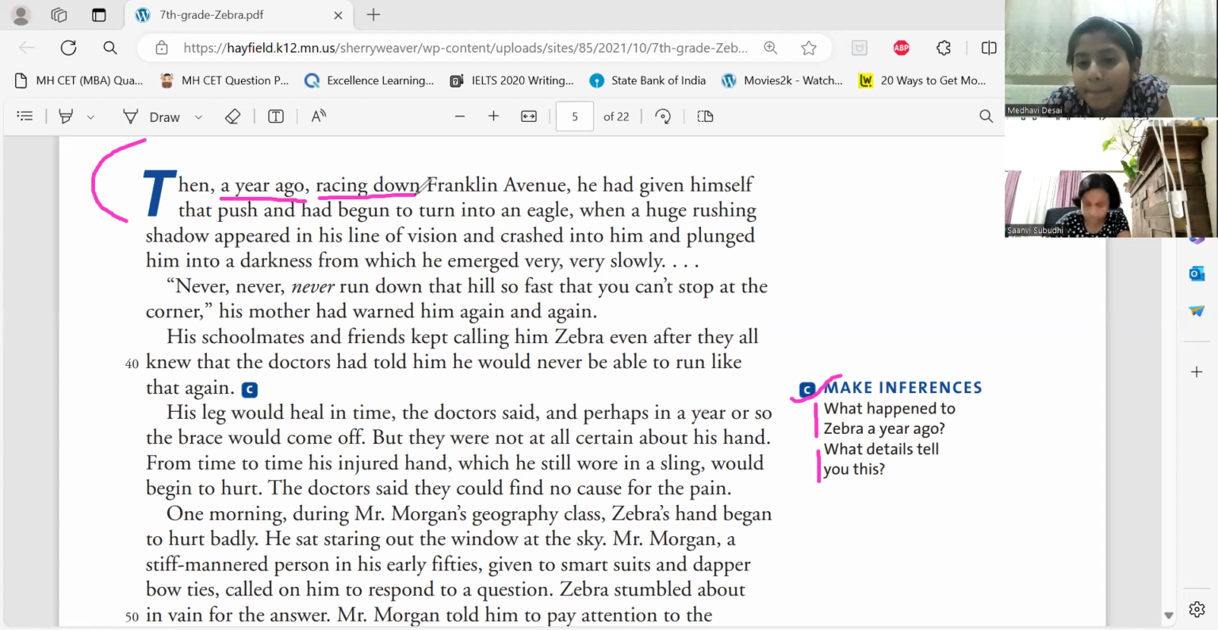And then what happened? He was running very fast and something happened. What happened? Tell me. Something big, a shadow, emerged behind him and came into his line of vision.